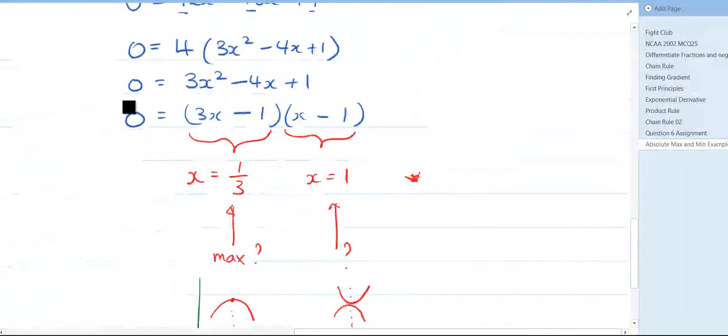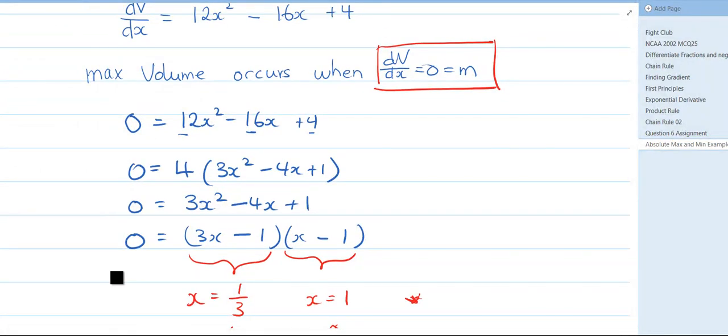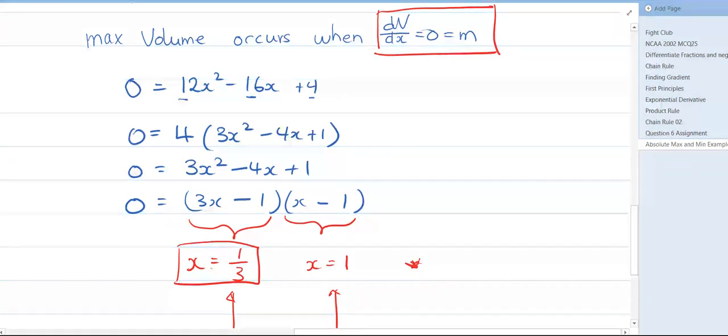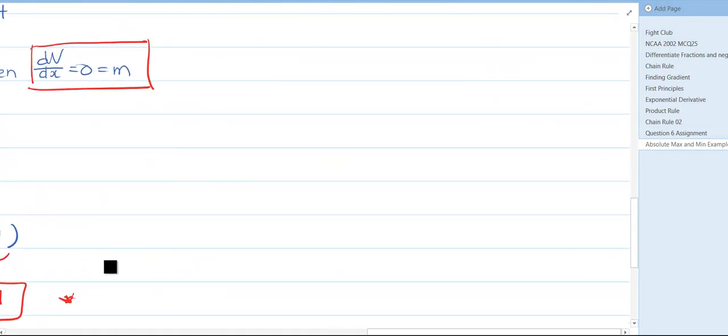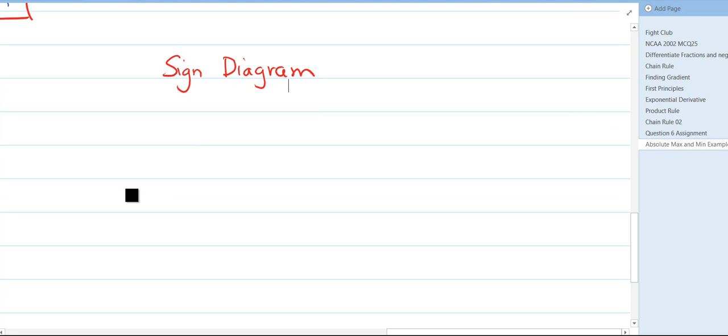Now, if you remember, I said that once you get to this step in Year 12, you need to take the next step to get the last mark, which is proof. It's a 3-mark question. The show question is a 3-mark question. You have to show proof. How do you show that 1/3 or 1 is the maximum? Well, that's where you're going to use a sign diagram, which is over here. A sign diagram. What is a sign diagram?